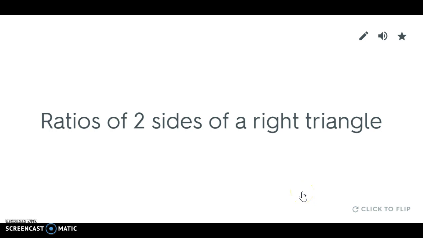So you have to have a right triangle, and you're going to have to identify the sides as opposite, adjacent, and hypotenuse. Opposite and adjacent will depend on what angle you're choosing, but the hypotenuse will always be the same.